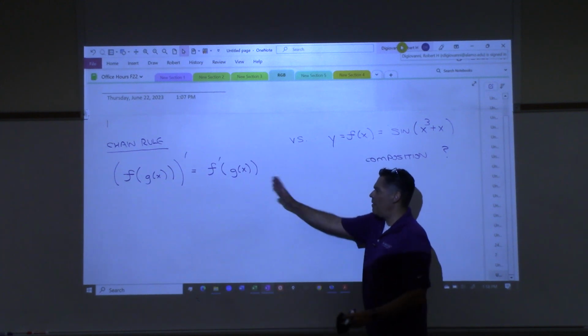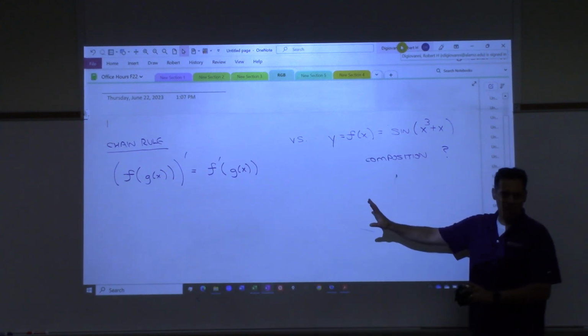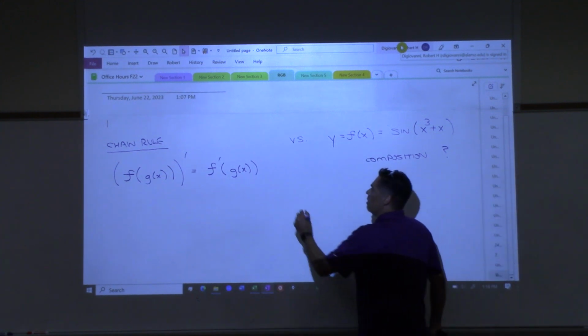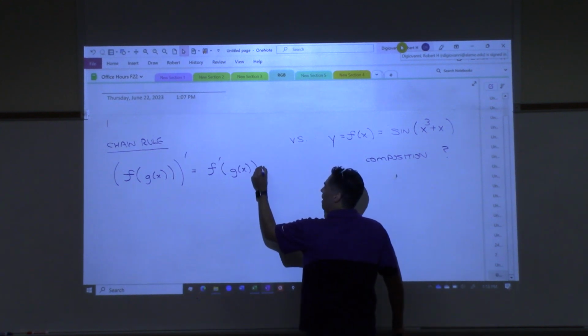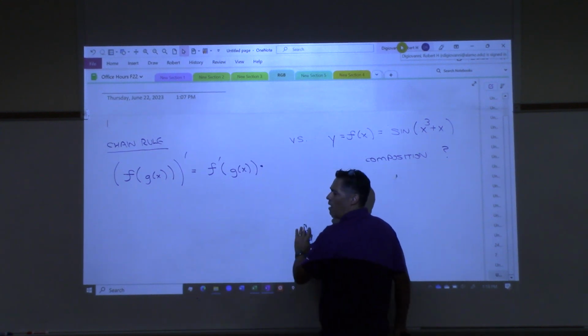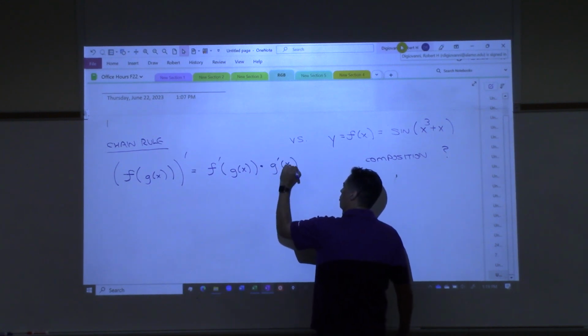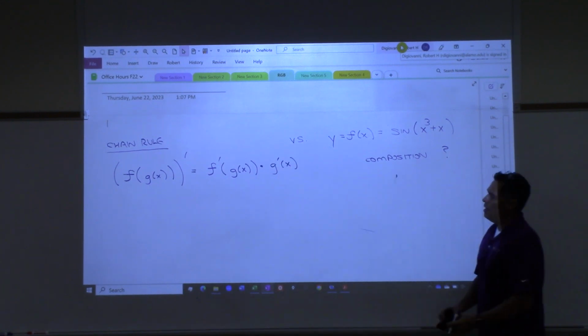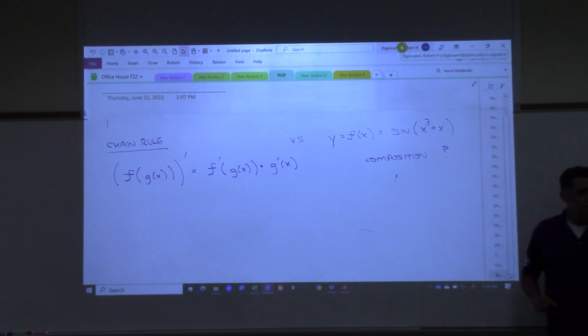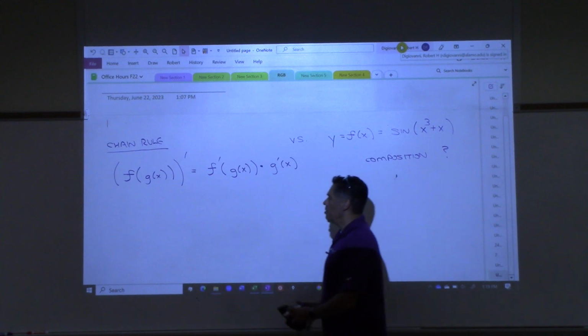Now, that might be confusing people. Let me write the formula, and then we'll see it in action. Then the chain rule says you now take that and multiply it by the derivative of the g. And that formula right there is it. I mean, there's nothing more to the chain rule. That is it.